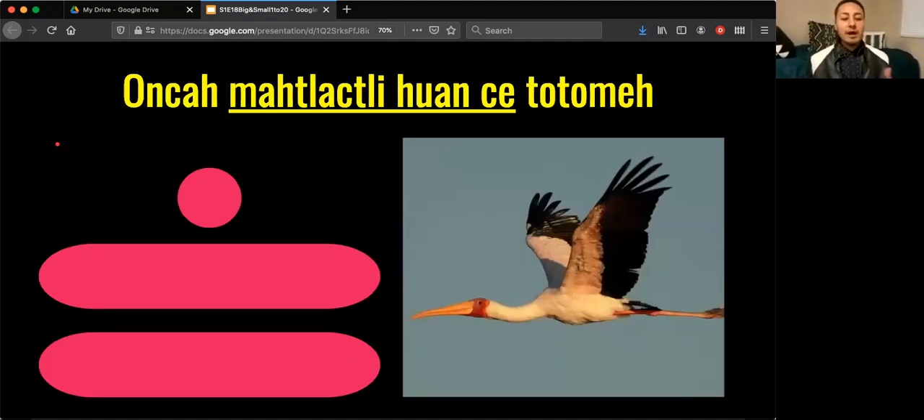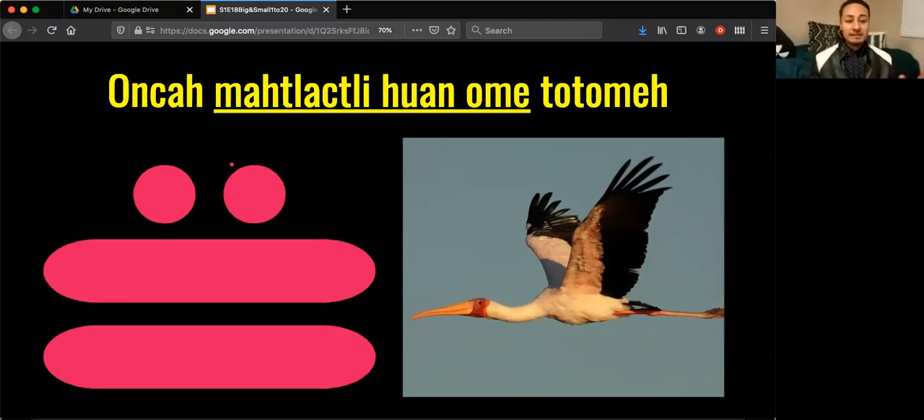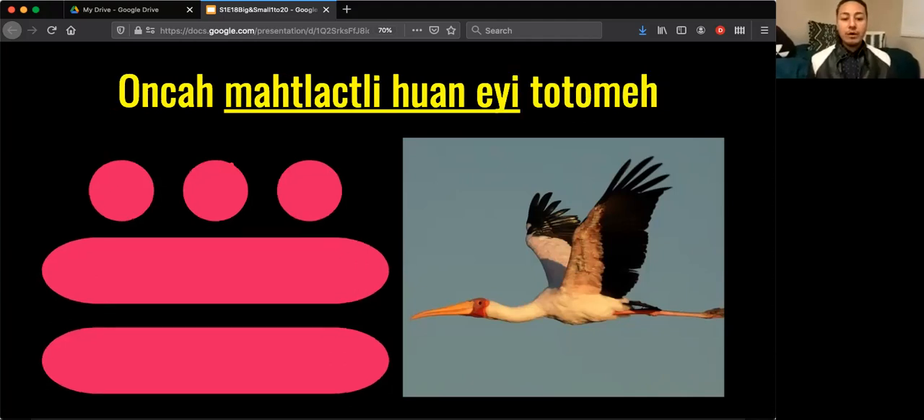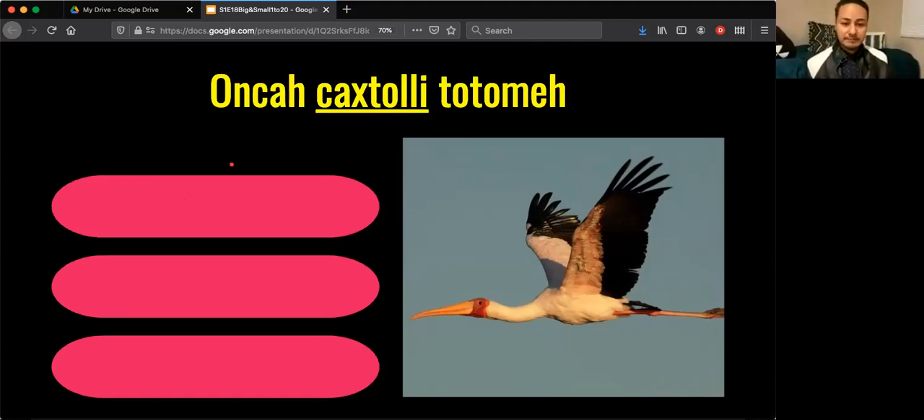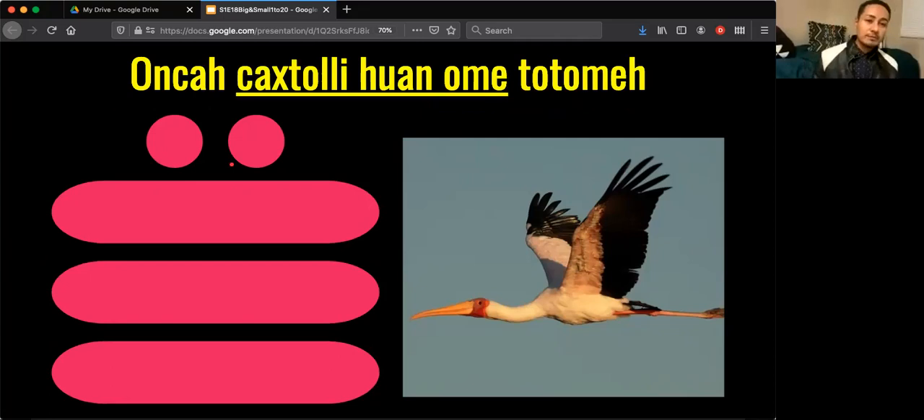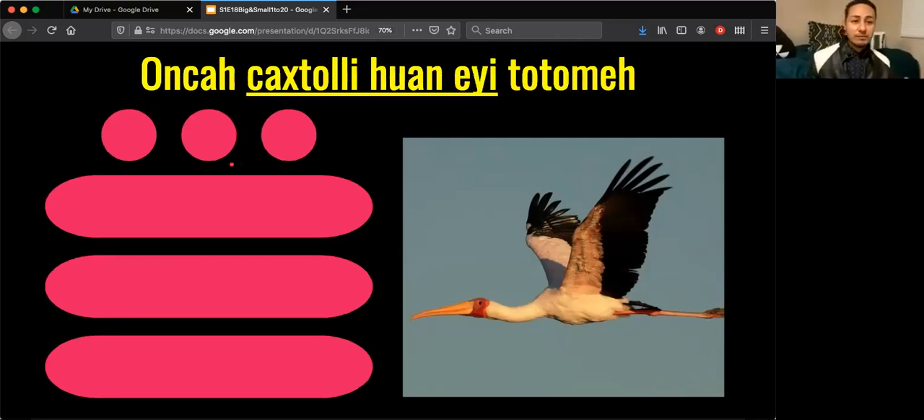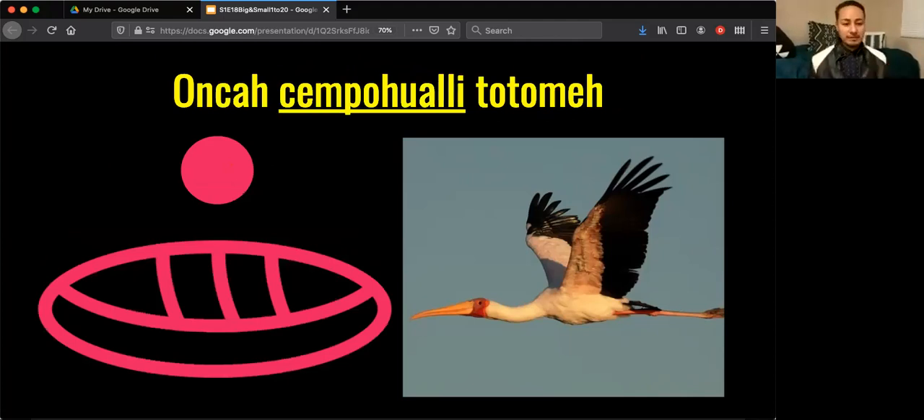Okay, and then when you go higher, now I'm not going to use koskatl. I'm going to give you an example with tototl, which is the bird right here. So now when we're doing an animate, we're going to say onka mahtlakli wan se totome. Onka mahtlakli wan ome totome. Onka mahtlakli wan eyi totome. Onka mahtlakli wan nawi totome. Onka kashtoli totome. Onka kashtoli wan se totome. Onka kashtoli wan ome totome. Onka kashtoli wan eyi totome. Onka kashtoli wan nawi totome. Wan onka sempowali totome.